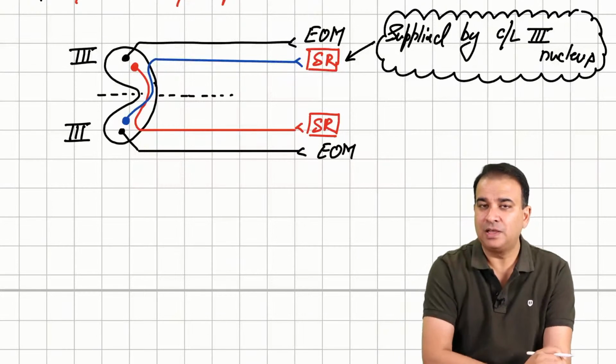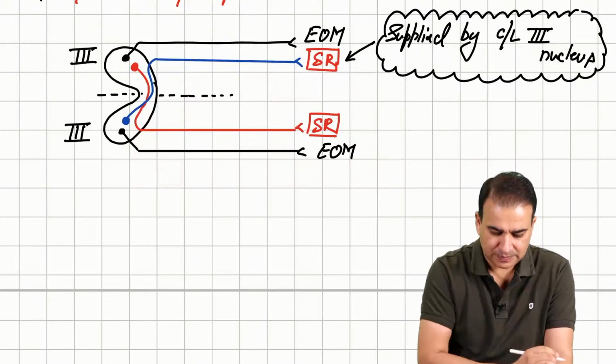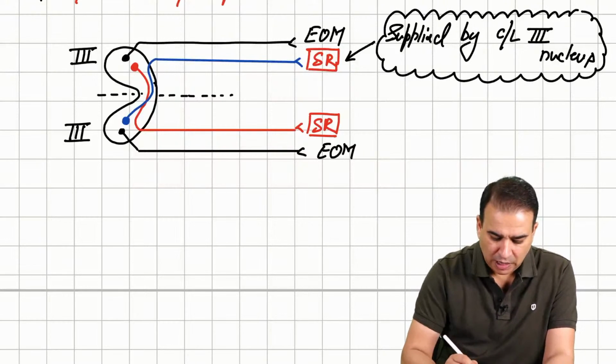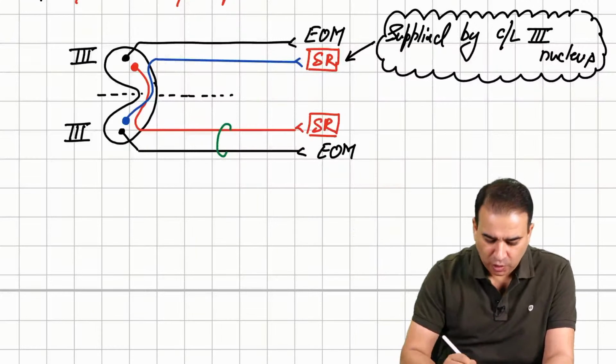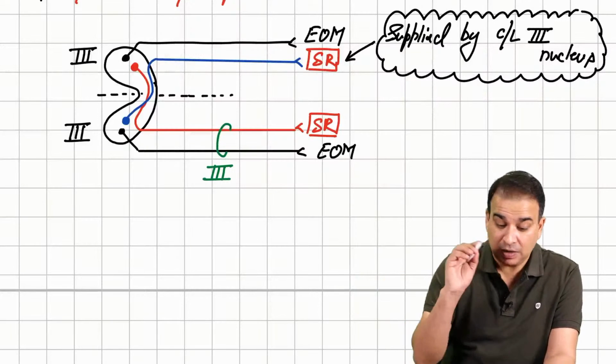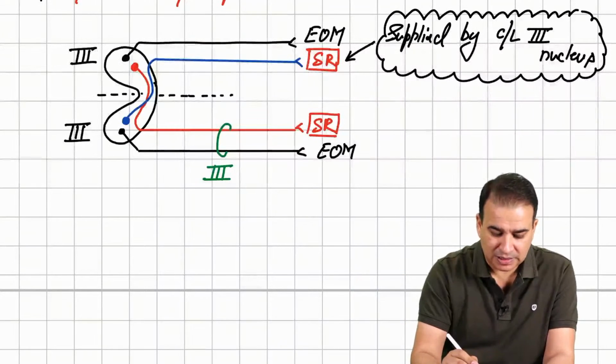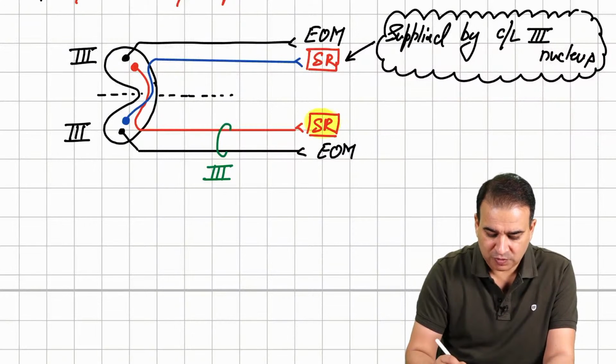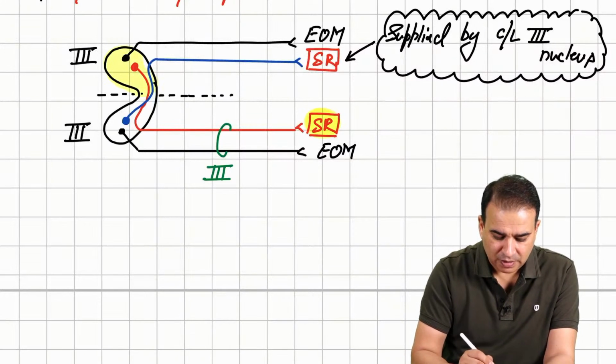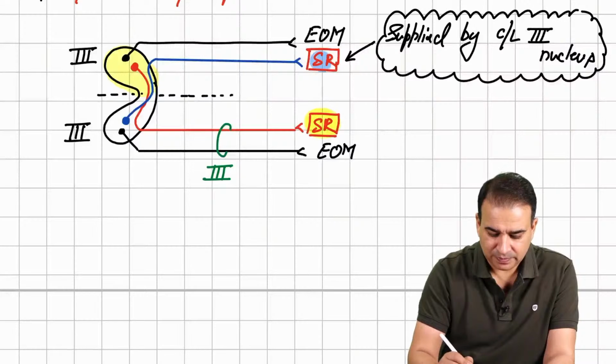It is supplied by the contralateral oculomotor nucleus. So if the question says, what about the nerve? Yes, ipsilateral nerve. Third nerve of the right side will supply the right side muscle, including superior rectus. But when it comes to the nucleus, superior rectus is supplied by the contralateral oculomotor nucleus. If I may highlight this for you, the superior rectus of the left side is supplied by the right side nucleus and vice versa.